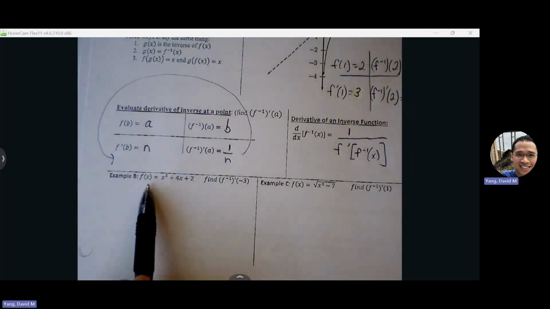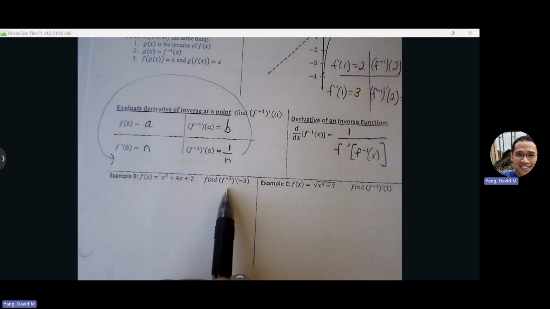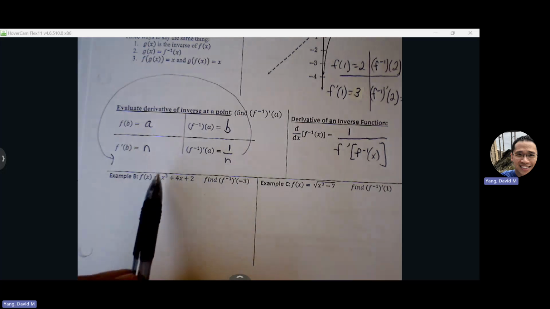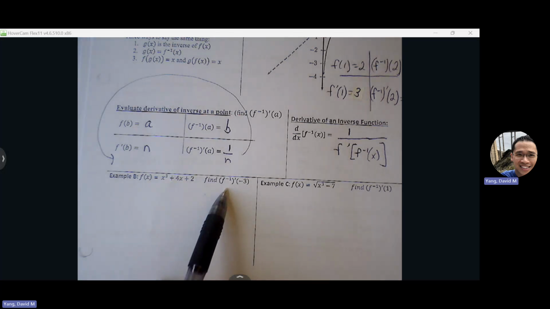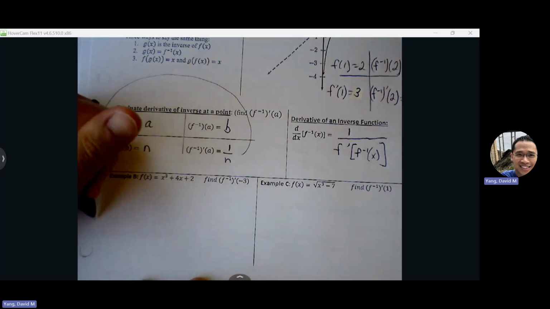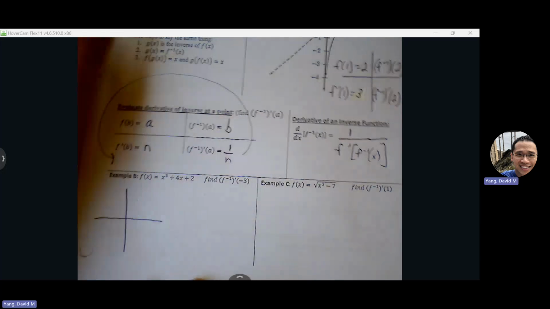All right, example B. Our function is x cubed plus 4x plus 2. We're trying to find the derivative of f inverse at -3. So one thing we have to know is a lot of times we're not going to be working with the inverse function. We're going to be getting most of everything that we need from the function level and then just making our final conclusion on the inverse. But I like to start off with the chart here and just identify what I have to begin with.